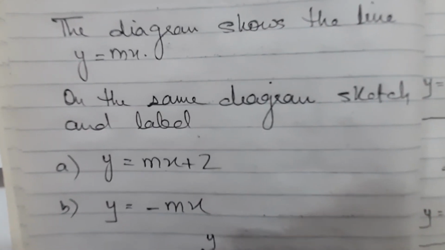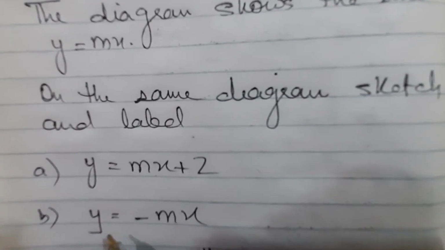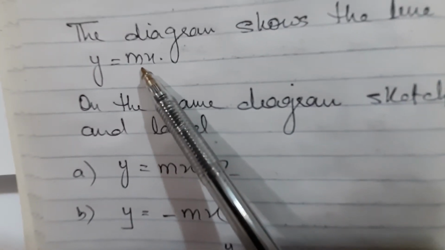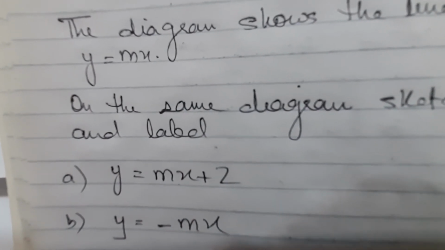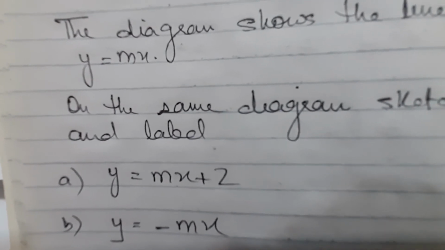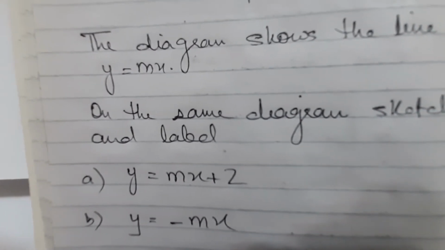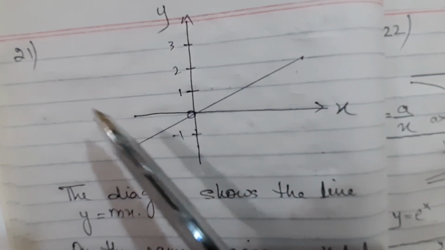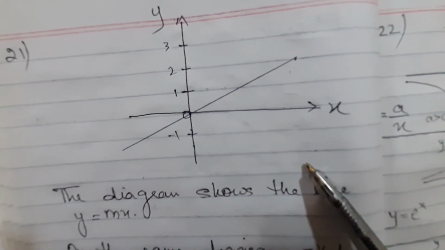Okay, so the next part of the question is saying, find out y equals to minus mx. If you see, it is y is equals to minus mx. So can you relate? It means negative gradient, but the same slope. So it means it will be on the opposite side. So if this is positive gradient, negative gradient will be like this.